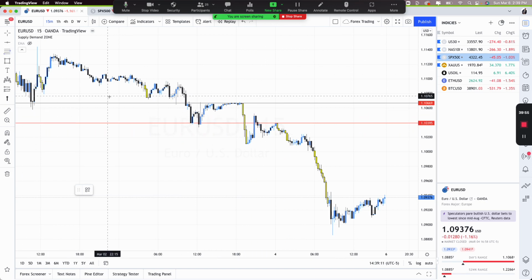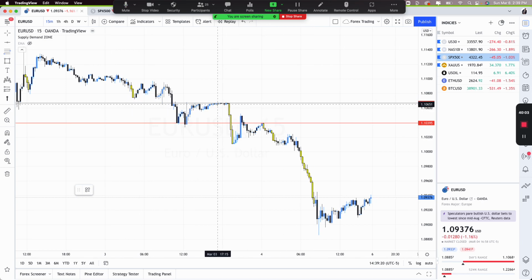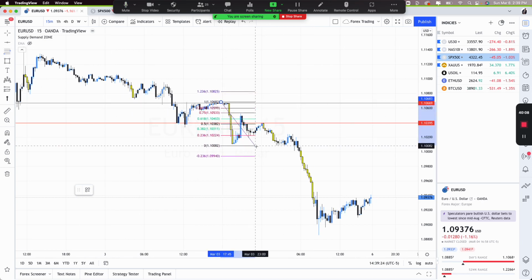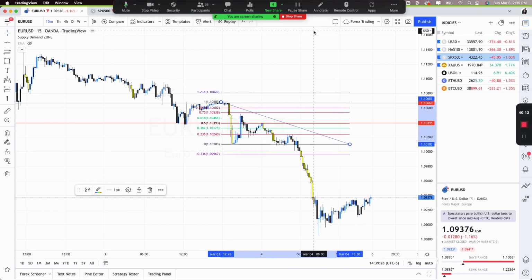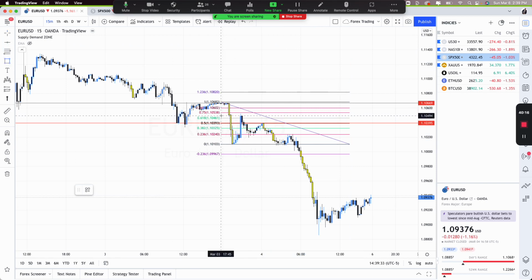We'll do a fib. It's not scripted. I don't even trade Euro USD, but I'm gonna do a fib from this top to this bottom. Let's just see. Wow, look at that. 618. Go figure.